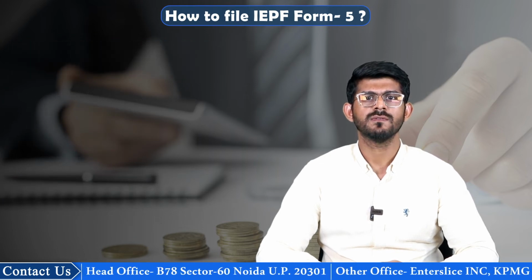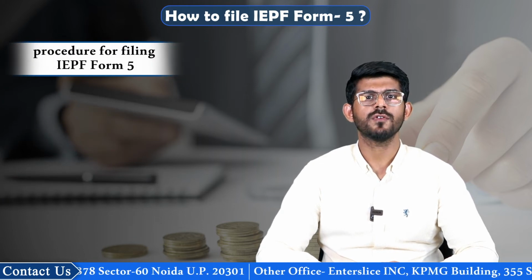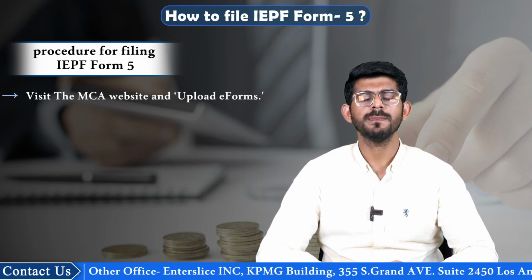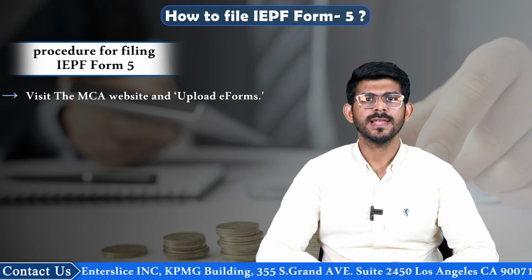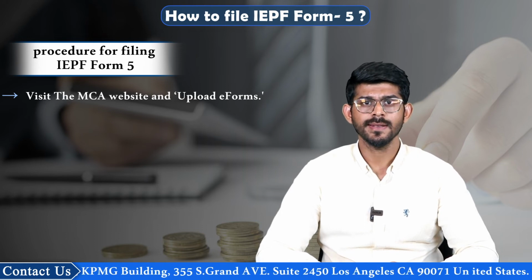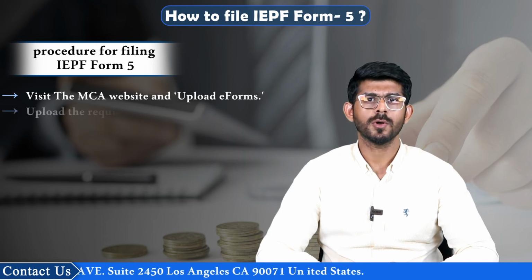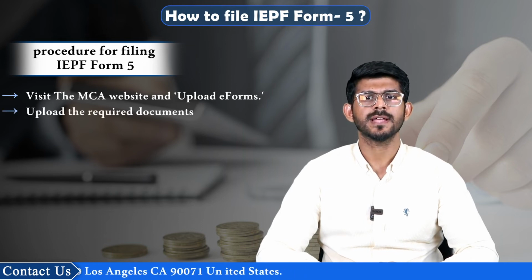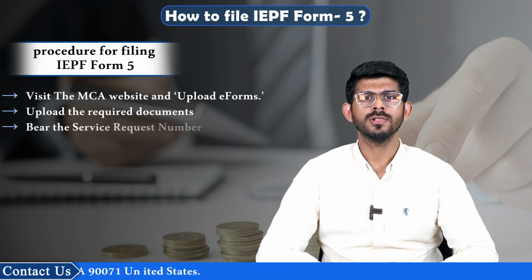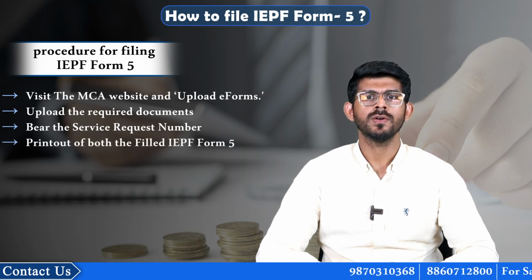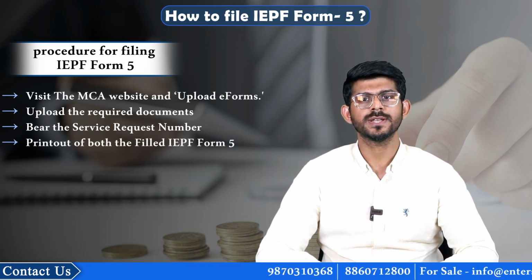Now we will discuss what is the procedure for filing IEPF Form 5. Visit the MCA website and click on the web form IEPF 5. Afterwards, click on upload e-forms. Then login into the portal by using the login credentials. Upload the required documents at the time of filing the form. After uploading all the necessary documents, an acknowledgement receipt is generated which will bear the service request number. The printout of both the filled IEPF Form 5 and service request number is to be taken.